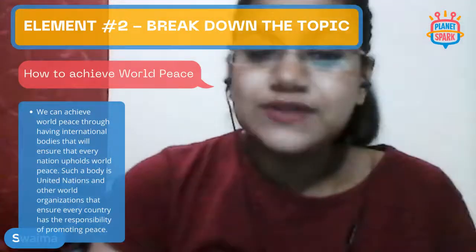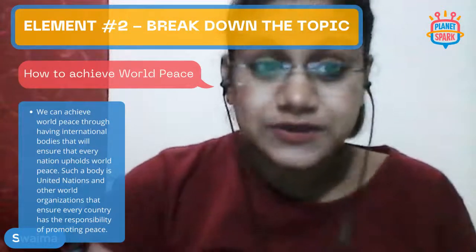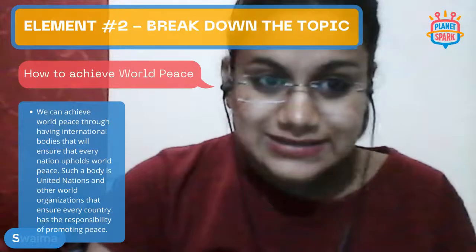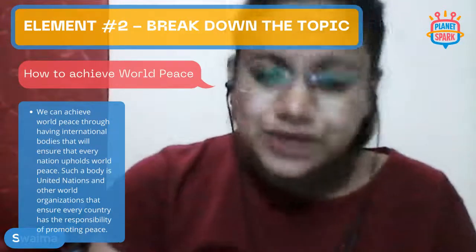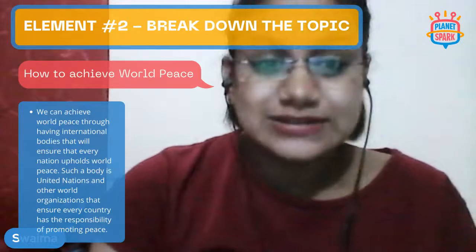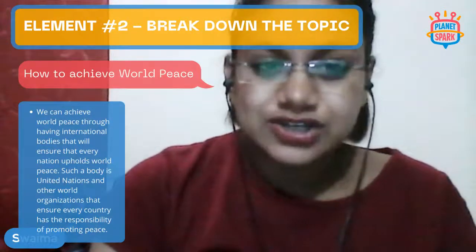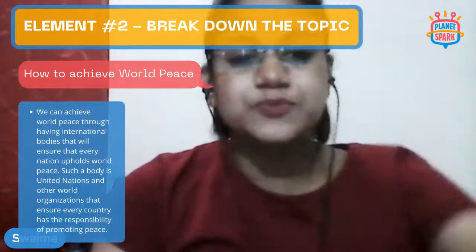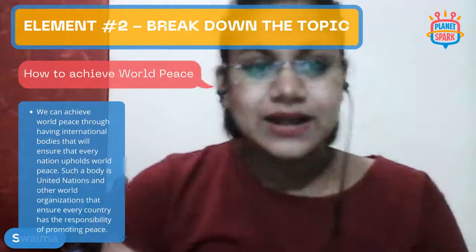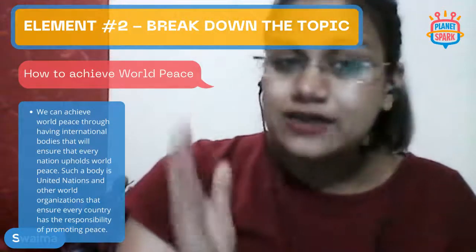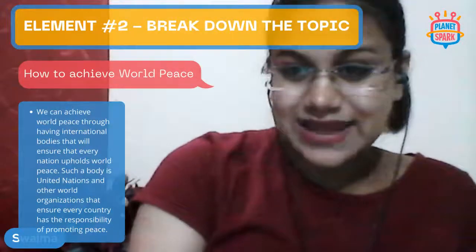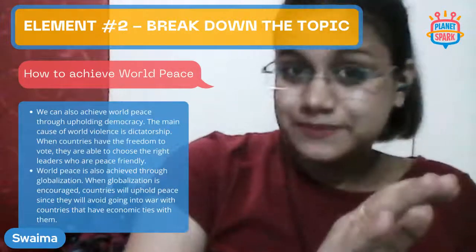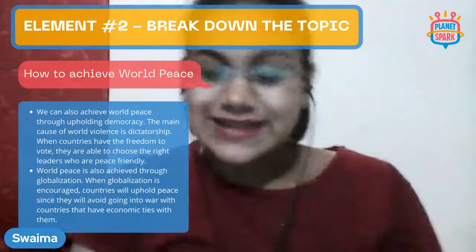All right. So, number one, we can actually achieve world peace through having international bodies that will ensure that every nation upholds world peace. Such a body is United Nations and other world organizations that ensure every country has the responsibility of promoting peace. That's the first idea on how to achieve world peace. Number one, through bodies like United Nations that take care of this particular activity. We move on to the second idea now.